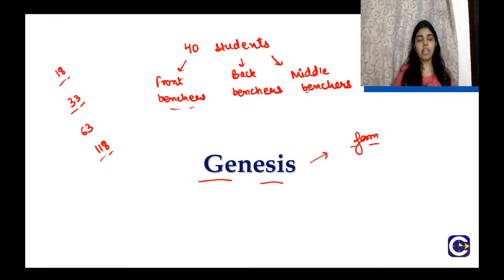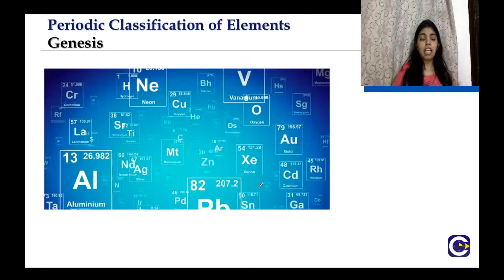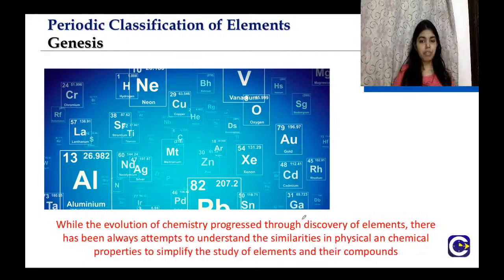So similarly, if you consider the elements, as there are a lot of elements being discovered, we do the classification of the elements in groups or in periods, right, to understand the relation between their physical and chemical properties. While the evolution of chemistry progressed through discovery of elements, there has always been attempts to understand the similarity in physical and chemical properties, right? So we tend to find out the similarities in the physical and chemical properties of elements, so as to simplify the study of elements and their compounds, because it is impossible to remember the physical and chemical properties of the compounds also separately.